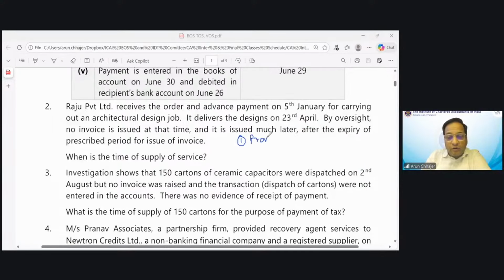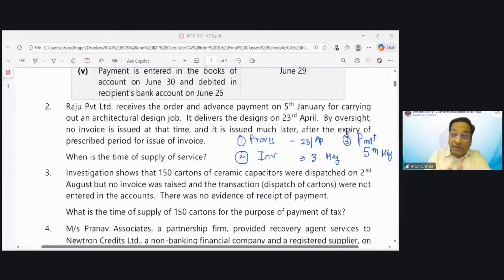Provision of service is 23rd April. Invoice date is 3rd May. Payment is 5th May. Now you tell me, what is the time of supply in this case? Now it has become a very good question. According to me, it has become a very good question.